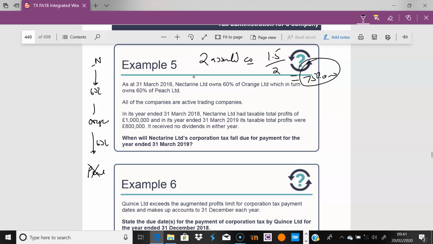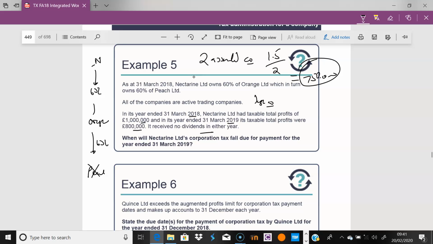That's the threshold. In the year ending the 31st of March 2018, Nectarine has taxable total profits of 1 million, so it must therefore pay by installments. Well, forgive me, this is really to signal to you that this was a large company in 2018. That's the big point here, and that's why they're telling you this. Then in this year it is 800,000. It receives no dividends, so we have to pay 800,000.